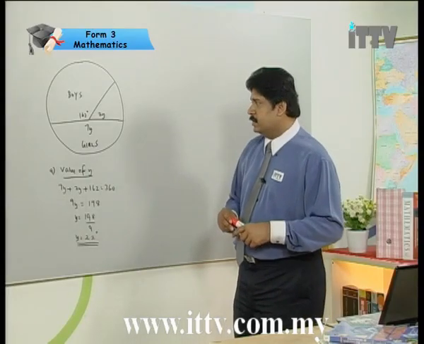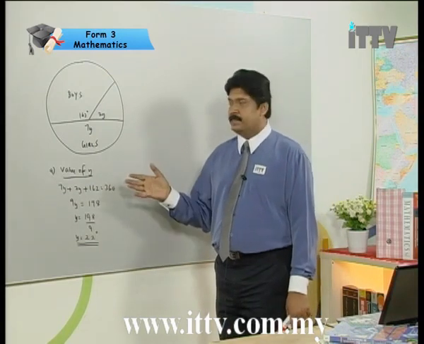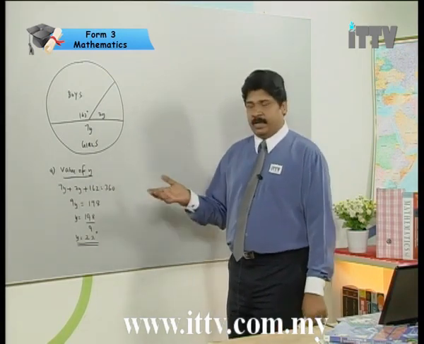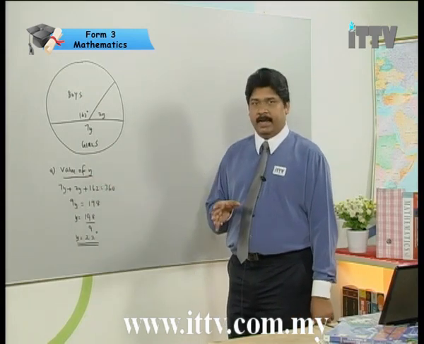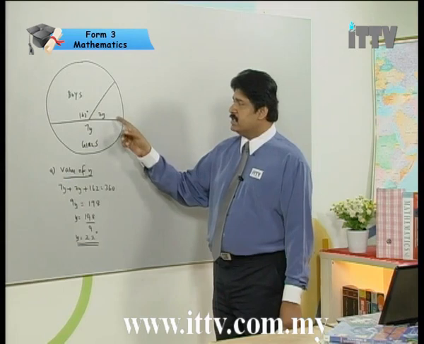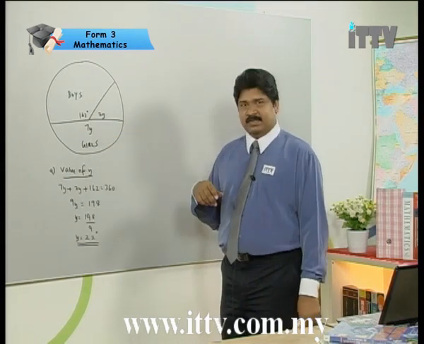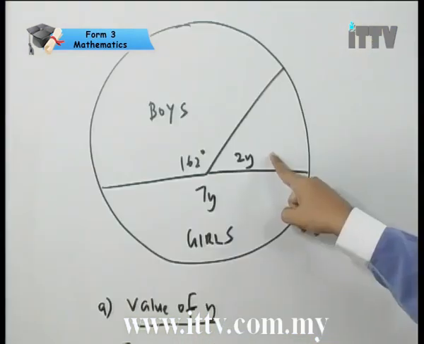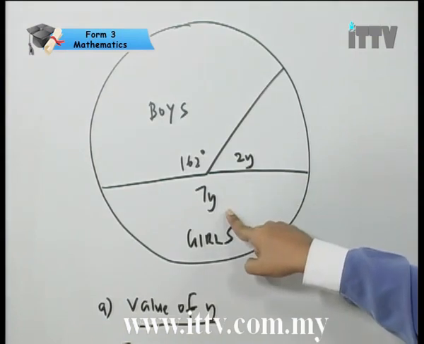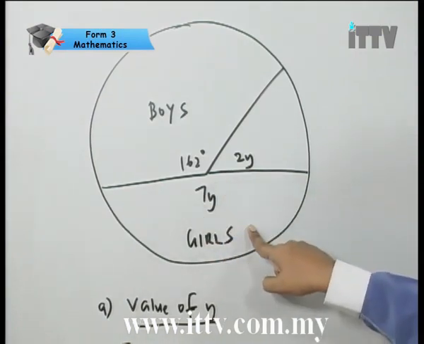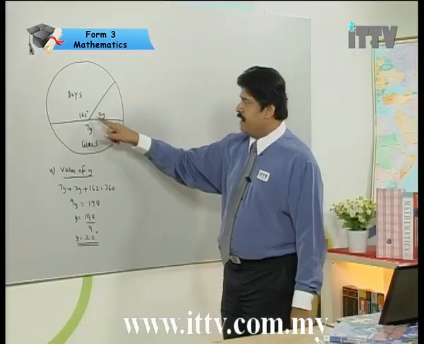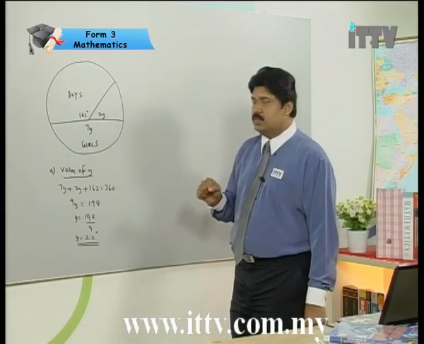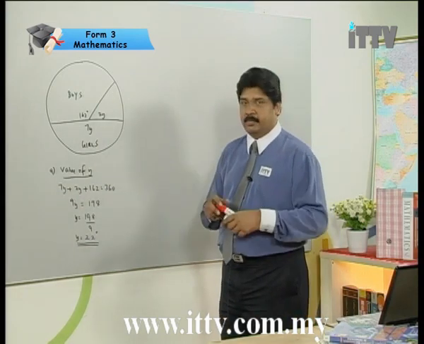Well, boys and girls, looking into this question, part A, they're asking us to find the value of Y. Now, if we note in this question, we have two sets of Y. Firstly, we have 2Y, we have 7Y. 7Y represents the girls, 2Y unknown at the moment, and we have an angle of 162 degrees representing the boys.